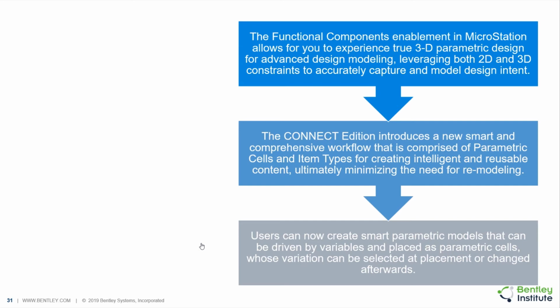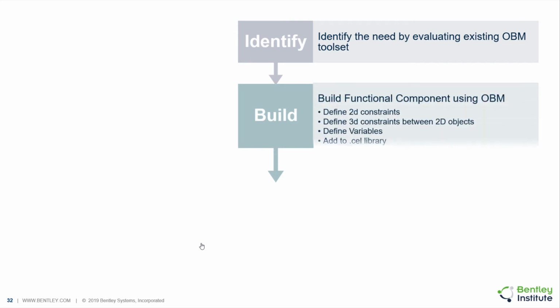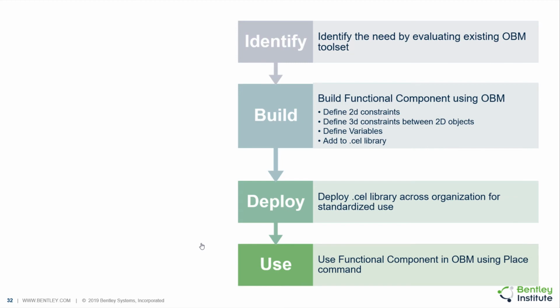So with the Connect Edition, this concept is further enhanced on making use of parametric cells and that functional components that I'm talking about, right? So now what you need to do is first, as it says here, identify. Do you really need a custom cell to replace the structure that the OBM maybe doesn't offer to me? So then you say yes, so then, well, we have to study how to create first a parametric cell, right?